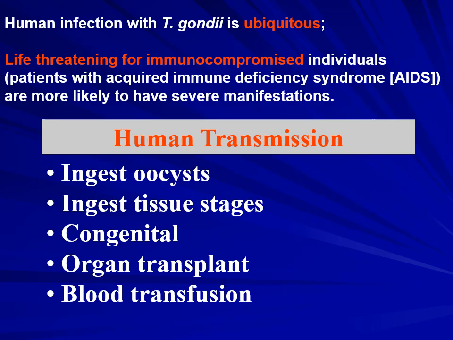How can we get infected with this parasite? As I told you, one of the main routes of infection is the ingestion of oocysts that are shed in cat's feces, and this happens usually in contaminated salads. But we can also acquire this infection upon ingestion of tissue stages, which are basically the bradyzoid cysts that are in the skeletal muscles. And this is happening by, for example, eating, most importantly, raw or undercooked meat. The transmission can be congenital, and I will elaborate on this a little bit later.